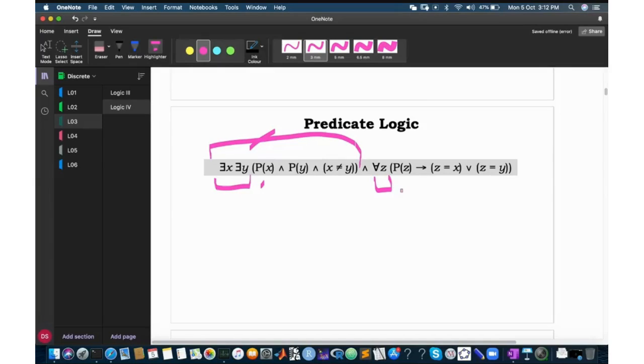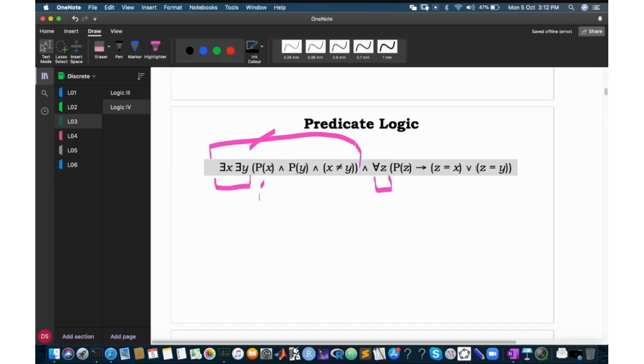Okay? So this is a very sort of a tricky way to write the same statement. The first part is saying that it's true for two real numbers. The second part is saying that it's not true for any other real number. For any real number, if it's true, that real number must be either X or it must be Y. Is it clear? Make sense?